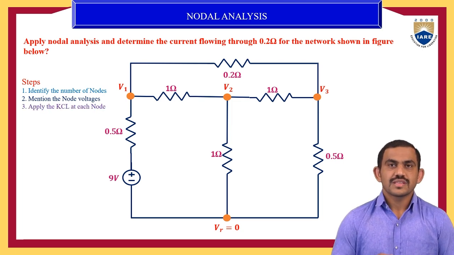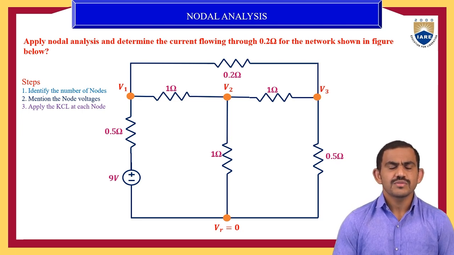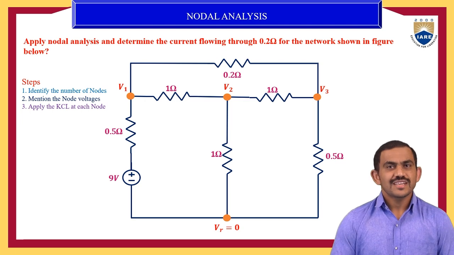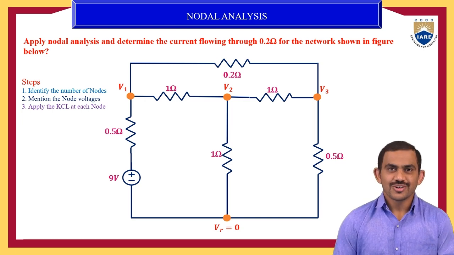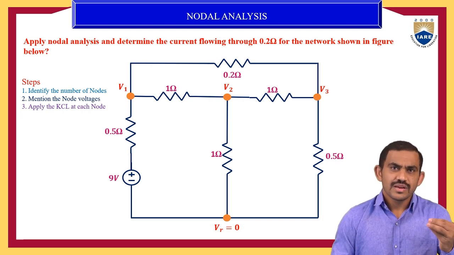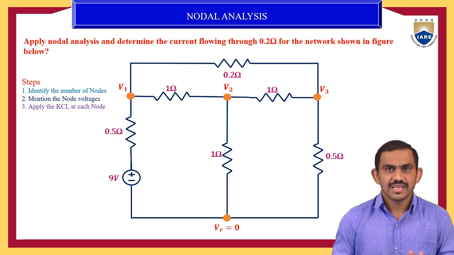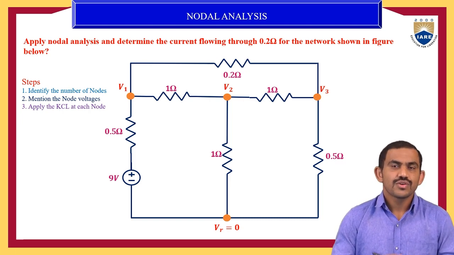Now the third step is to apply the KCL rule. What is the KCL rule? At a junction or at a node, the sum of incoming currents is equal to the sum of outgoing currents, otherwise the sum of currents at a junction or node is equal to 0. Clear? This is the KCL rule. We need to apply it at each node. For this I need to know every branch.